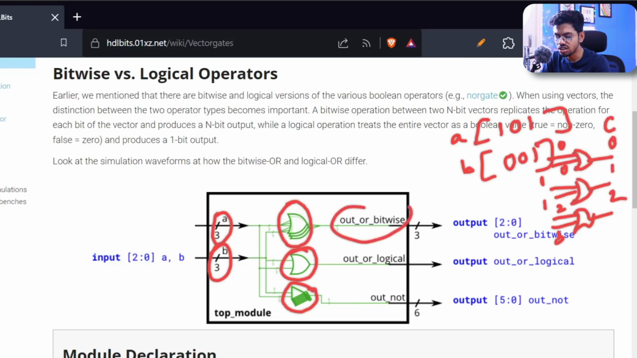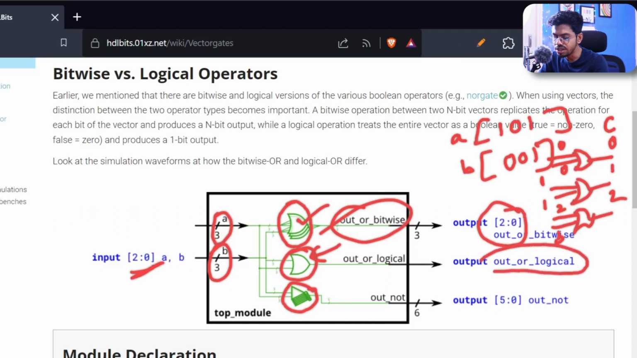So here instead of C it is out bitwise, because we are doing bitwise operation, so that's why we are having the same number of bits as our inputs are defined. But anytime we wanna do a logical OR, then we only need a single bit output. For logical, we just compare the whole number, is it a 0 or not. If it is 0 0, it's 0, right? So if one of the numbers is non-zero, then the answer will be true, 1.